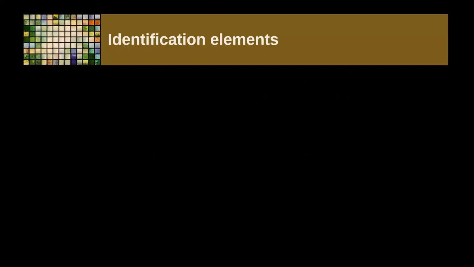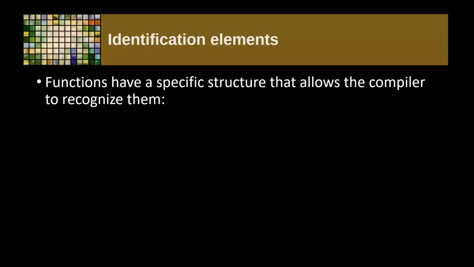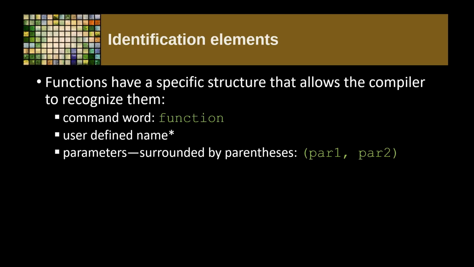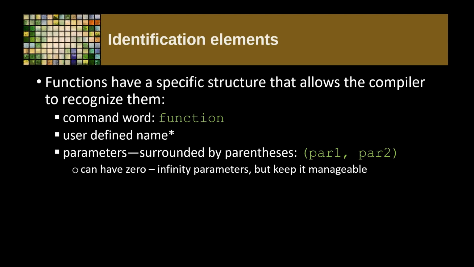So first of all, there are the identification elements. Functions have a specific structure that allows the compiler to recognize them. You have the command word function, and then you have the user-defined name. You also have the parameters, which are surrounded by parentheses. And here I have an example with a couple of parameters. You can have 0 to infinity, but you want to keep it manageable.